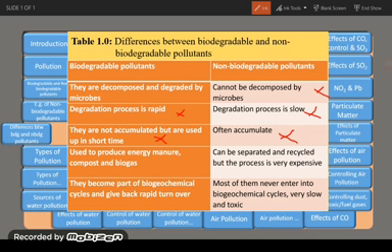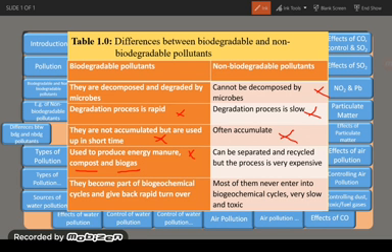Then biodegradable pollutants can be used to produce energy and manure. That is, we can use materials such as dung from animals, feces, and so on. They can be used in the production of manure, compost, as well as biogas.